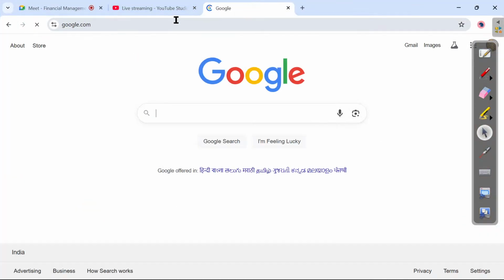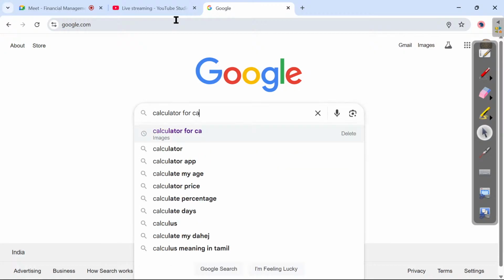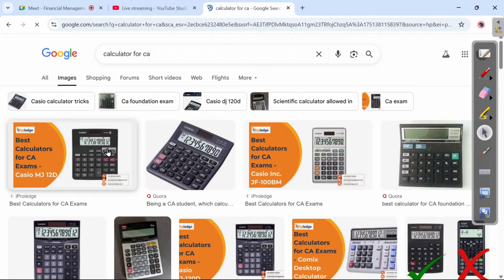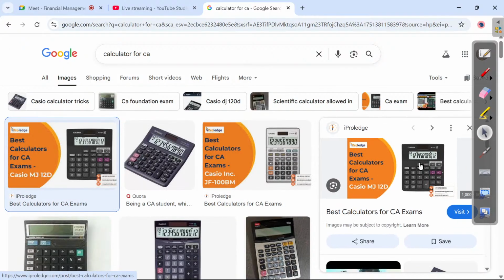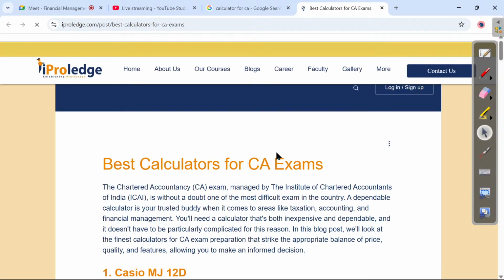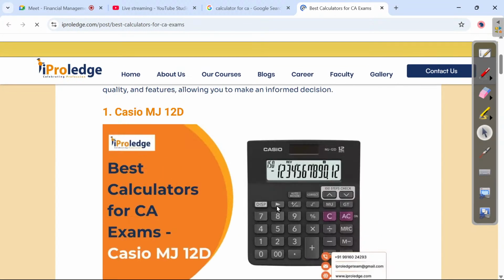Okay. In your calculator for CA, okay, so you get this number here, 150. What does it mean? 150th operation.